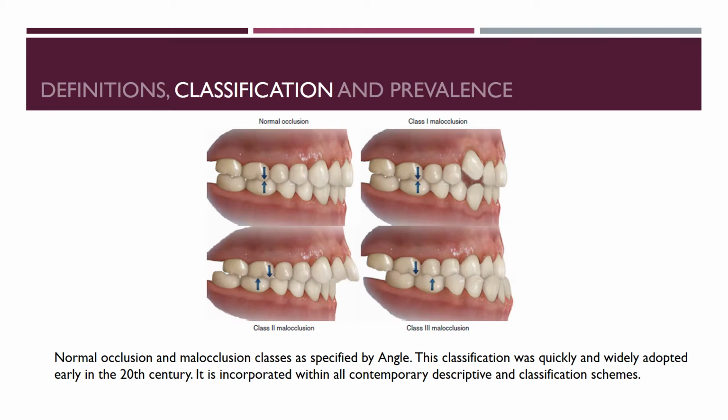This condition is named a class 1 malocclusion, in spite of the molar relationship being the same as in normal occlusion. While in class 2 malocclusion, the mesiobuccal cusp is in a more forward relation to the buccal developmental groove of the lower permanent first molar, while in class 3 malocclusion, this mesiobuccal cusp is in a more distal relationship to this developmental groove.